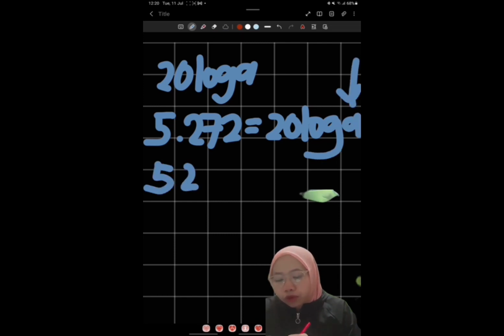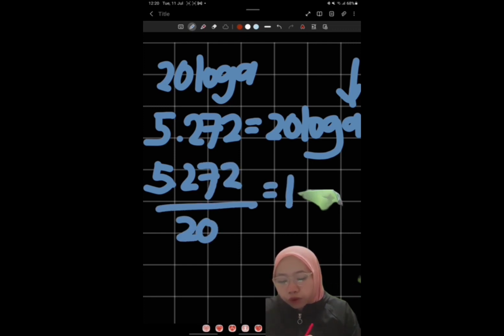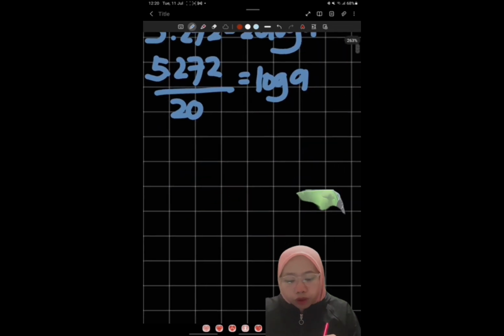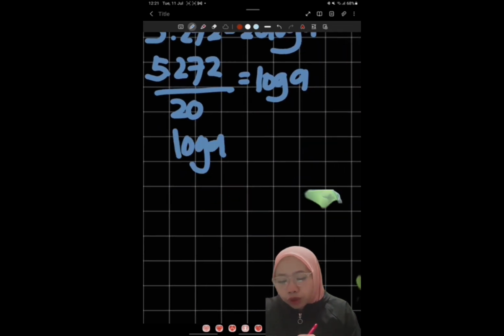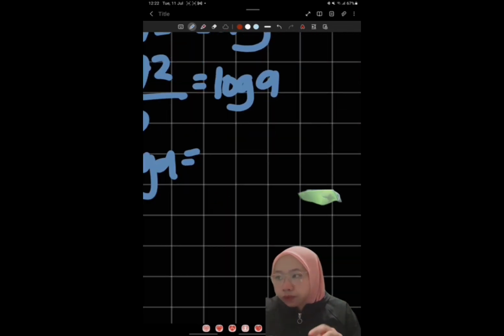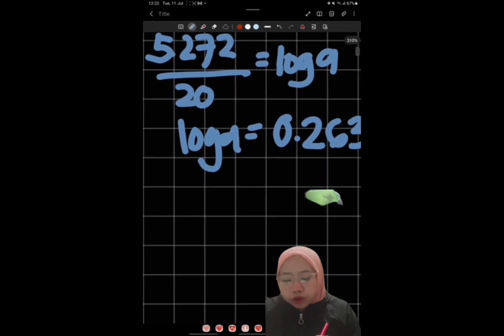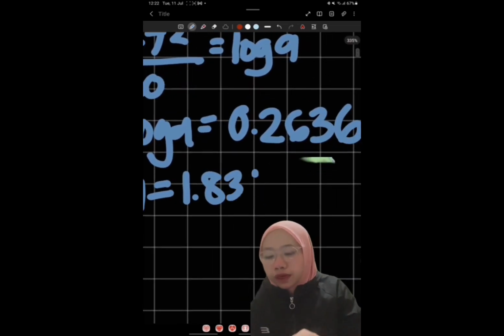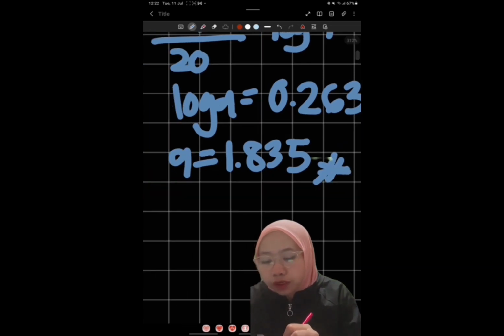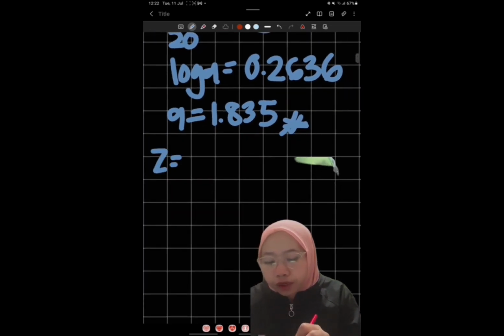So 5.272 divided by 20 is equal to log A. And we get log A is 0.2636. Okay, so the A is 1.835. Next we have to find the Z, which is equal to 0.2636.